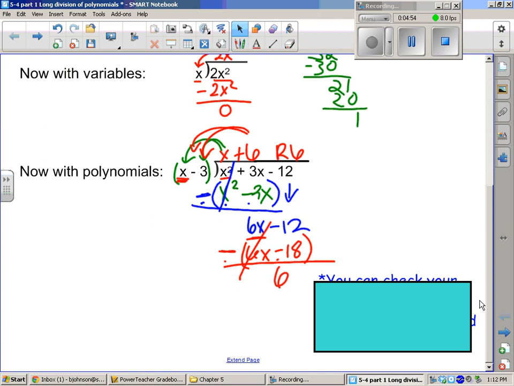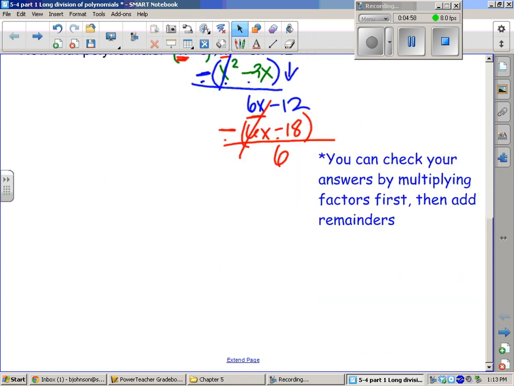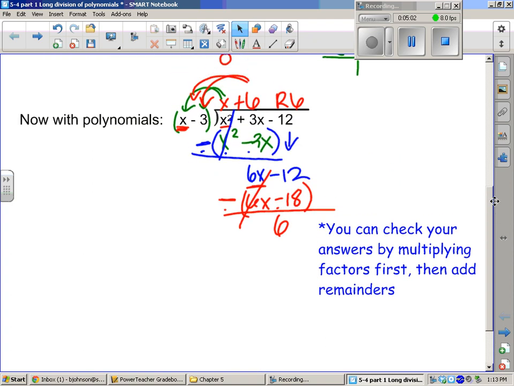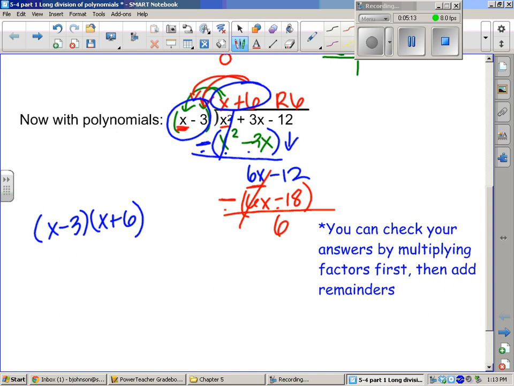And I want to talk about what you can do once you've gotten your answer. Something I'm not going to make you do, but something that is a good idea. To check your answers, if you were to multiply the two factors, that was the thing we divided by, and the thing we got with our answer, that's x minus 3 and x plus 6, if we were to multiply those together and then add the remainder, that should get us back to our original polynomial.